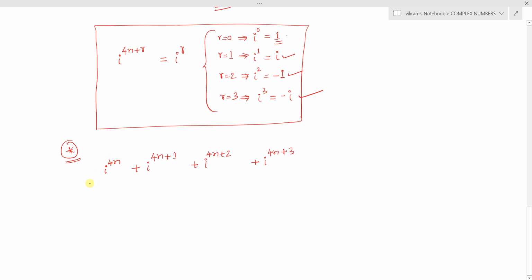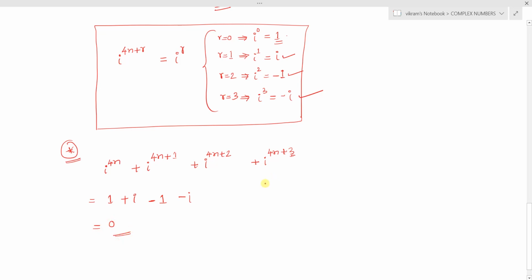To find the sum of 4 consecutive iota powers: i^(4n) means the remainder is 0, so the resultant is 1, plus i^(4n+1), the remainder is 1, so the resultant is iota, plus i^(4n+2), the remainder is 2, so the resultant is -1, and the remainder is 3, so we get the result as -iota. Then the resultant equals 0.